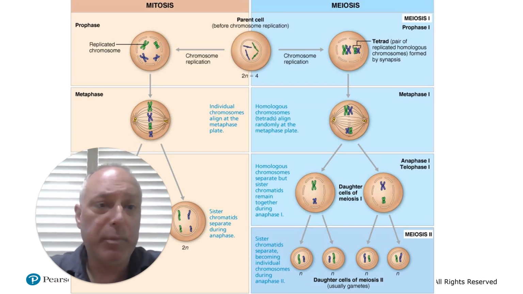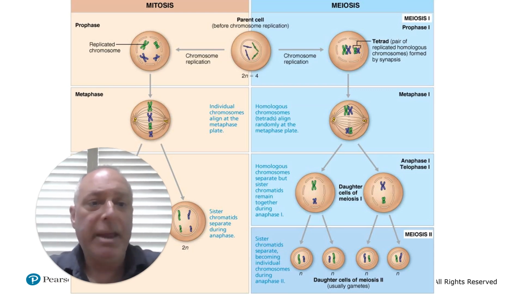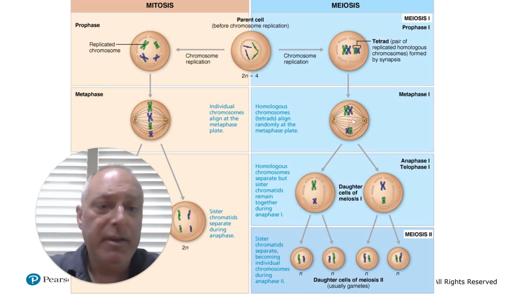These are both double chromosomes. And you can see during metaphase 1, the homologous chromosomes meet in the middle, and they independently assort at this metaphase plate. They then are segregated to each daughter cell, where each daughter cell is going to be haploid.